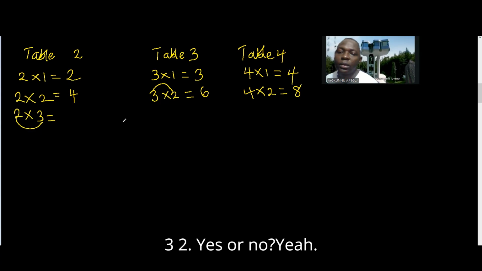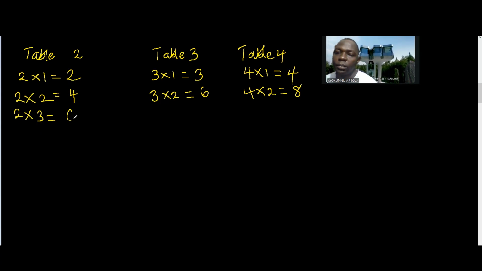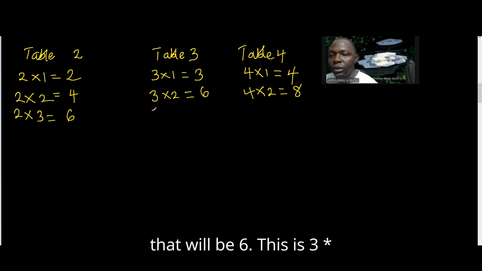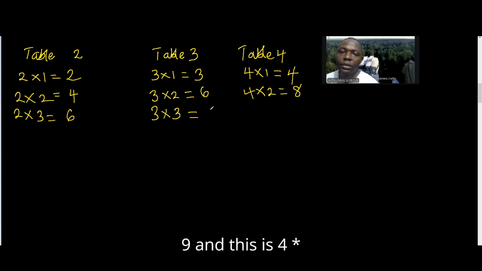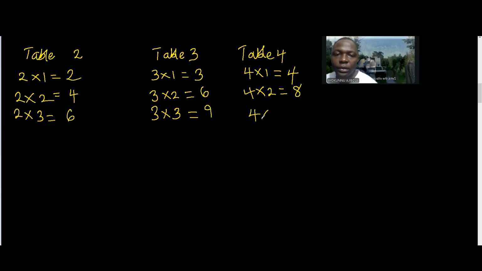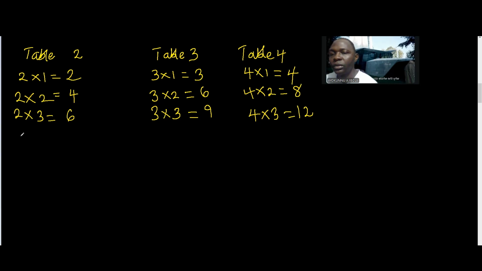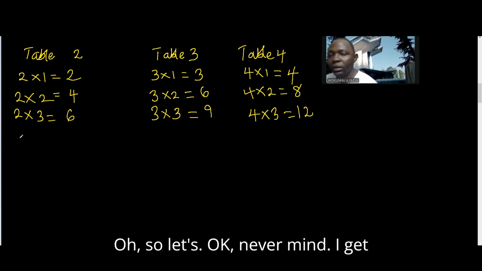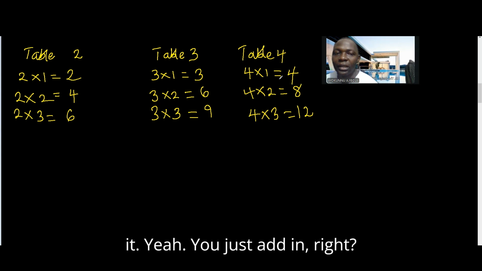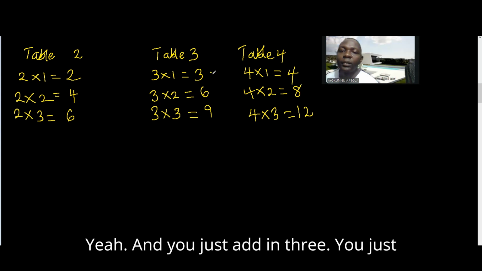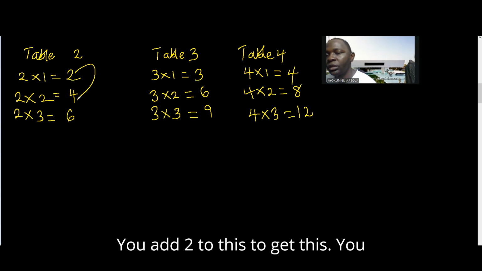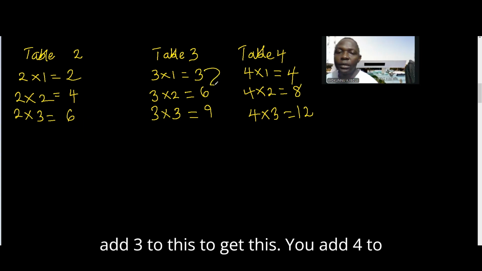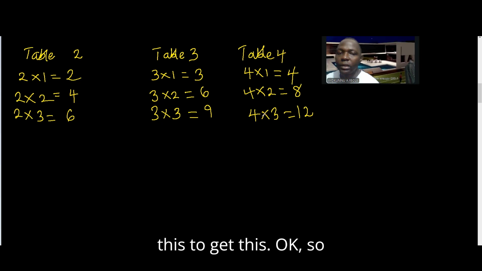Should they be the same? Yes, they will be the same answer. So that will be six. This is 3 times 3, just add 3 to this. Nine. And this is 4 times 3, just add 4 to that. That's 12. You're just adding 2 each time. You add 2 to this to get this. You add 3 to this to get this. You add 4 to this to get this.